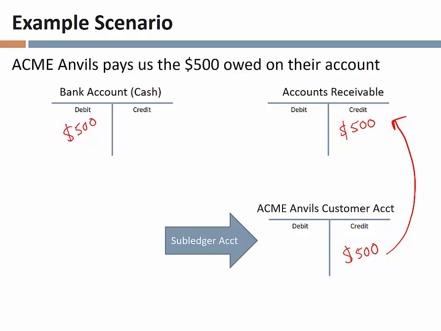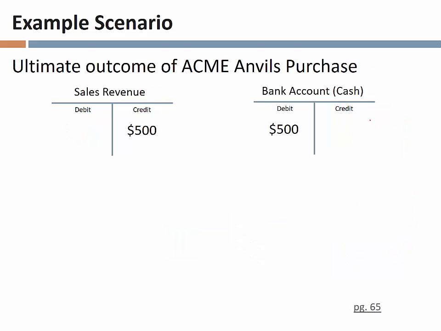Which is illustrated by this slide right here. The ultimate outcome of Acme Anvils is $500 in revenue and $500 in my bank account. Okay, I'm going to ask you a particularly tricky question. What's my profit in this transaction? Don't know. We have no way of knowing.